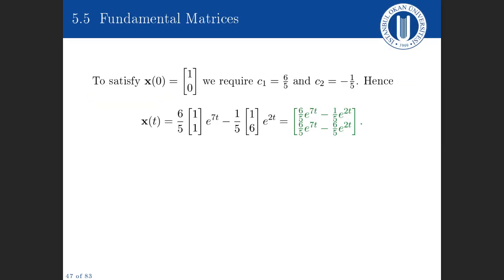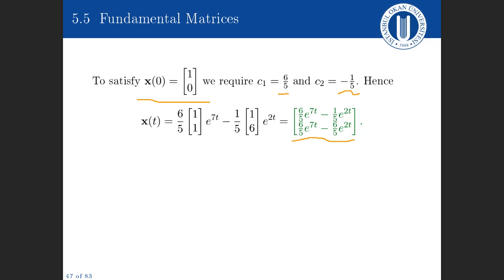First, to satisfy the initial condition x at 0 is equal to (1, 0), we need the constants 6 over 5 and minus 1 over 5. I leave that for you to check. So our first function, that means the first column of our matrix, is this function I've written in green.